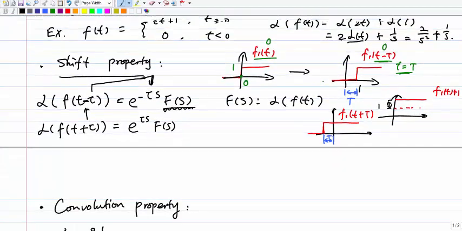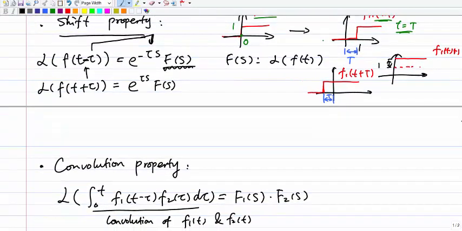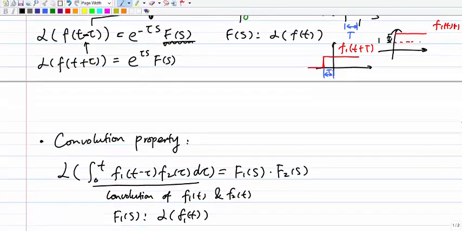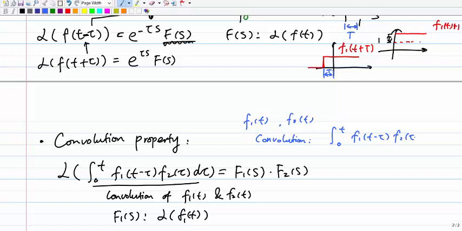That's the shift property. The next one is the convolution property. The convolution property talks about two functions, let's say f1(t) and f2(t). The convolution is given by the integration from 0 to t of f1(t - tau) f2(tau) d tau. That's the convolution. I don't want to go into too much detail about what convolution means, so you can check it out.